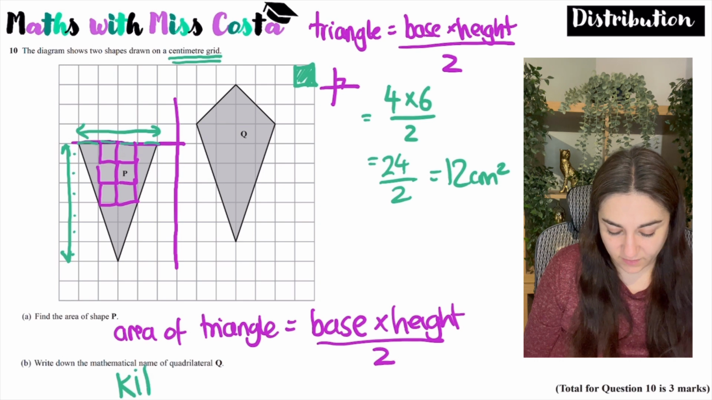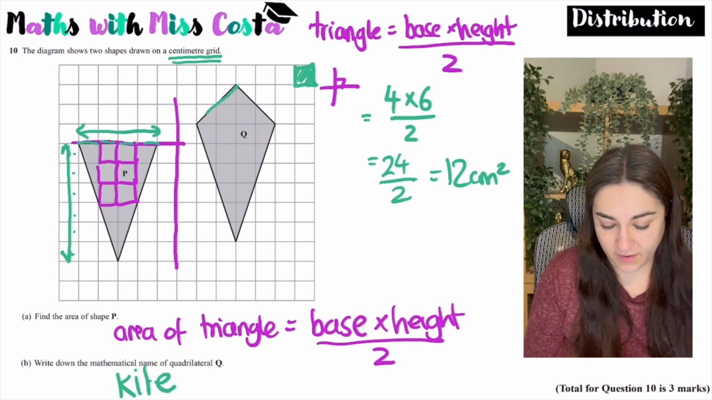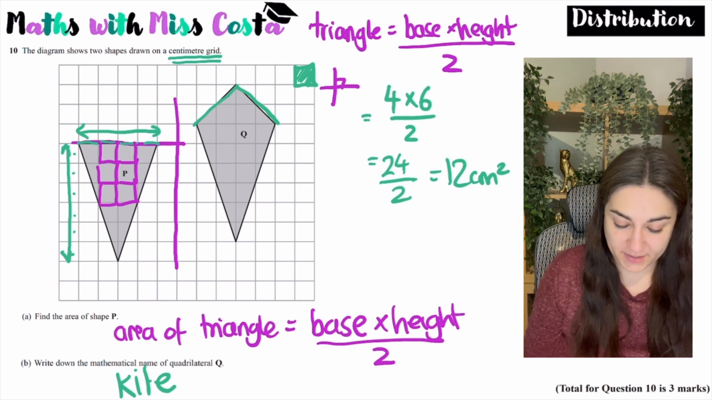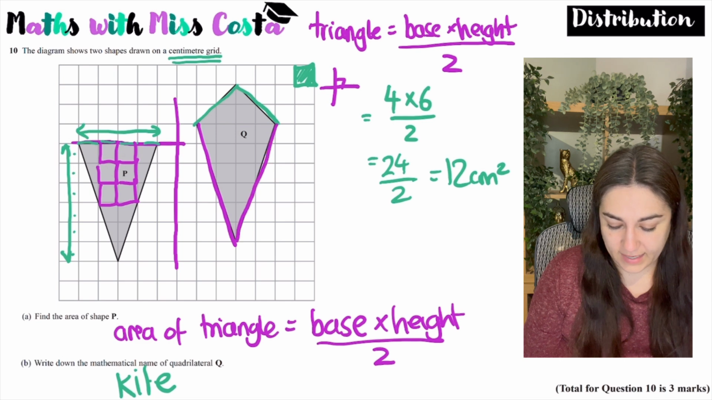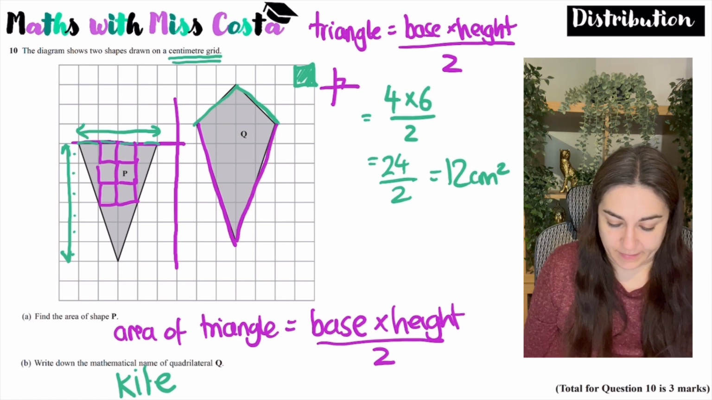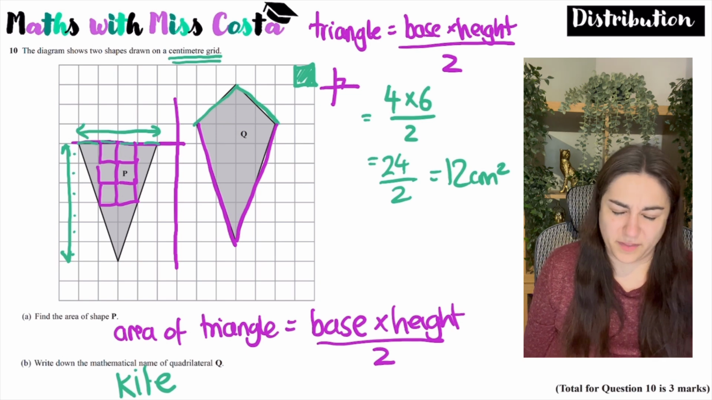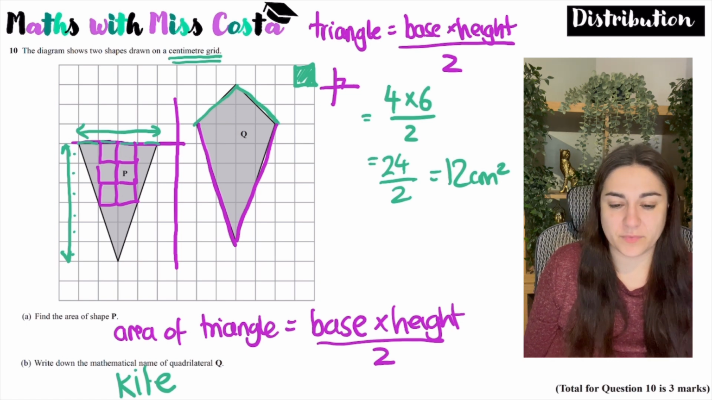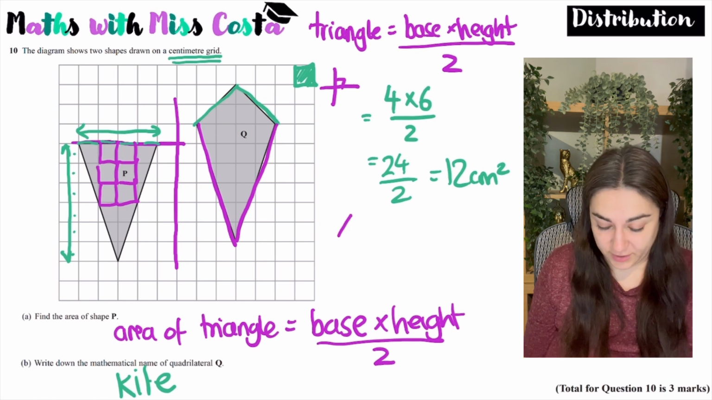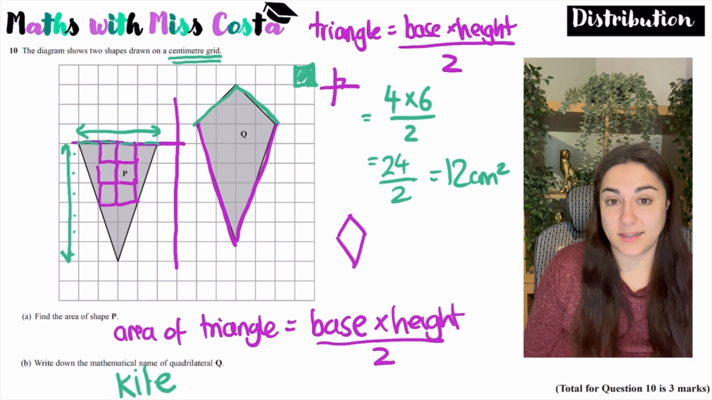So this is a kite, and the properties of the kite are that it's a quadrilateral, a 4-sided shape. It's got 2 equal sides here and 2 equal sides over there. And your other quadrilaterals would be a trapezium, rectangle, or a parallelogram. So when it looks like this and you know that these lines are longer, that's when it's a kite.